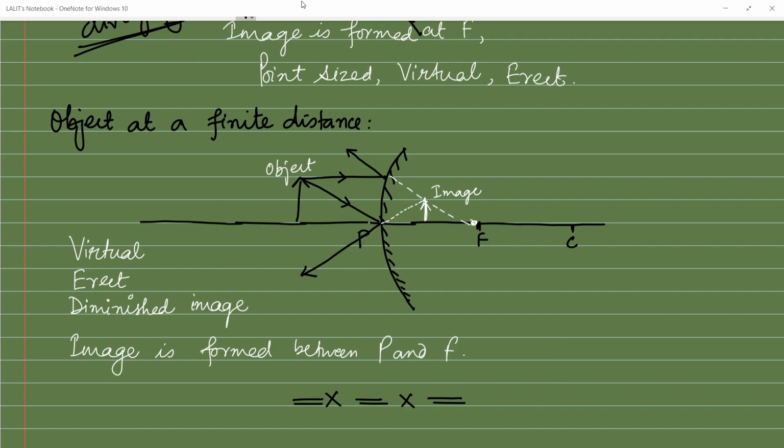So in the next lecture we will be talking about the important concept of this chapter, the mirror formula, and we will also be trying to understand the sign conventions which are used to draw the ray diagrams or to solve the numericals. So practice these diagrams.